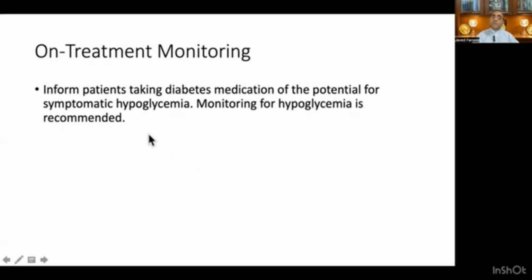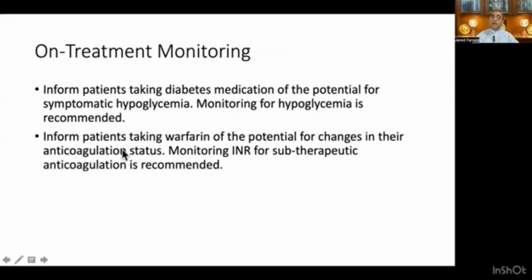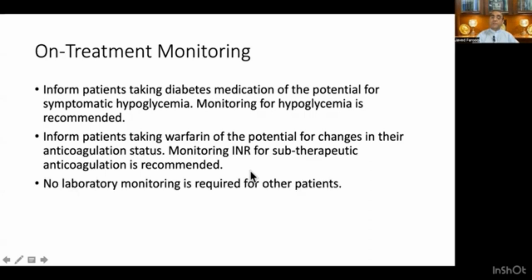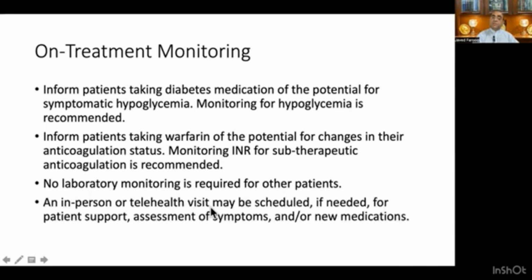Once you start the patient on treatment, inform patients who are taking diabetes medication about potential symptomatic hypoglycemia. Also, inform patients who are taking warfarin about changes in anticoagulation status. This is very, very important. No laboratory monitoring is required for other patients. They don't need to be monitored as we were monitoring these patients when we were treating them with interferon and ribavirin. And of course, whenever they need some help, we should be available either online or physically.